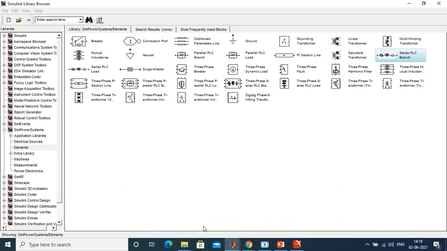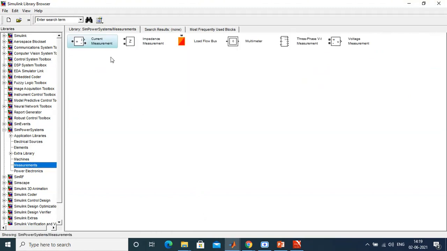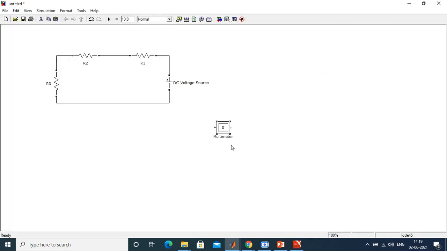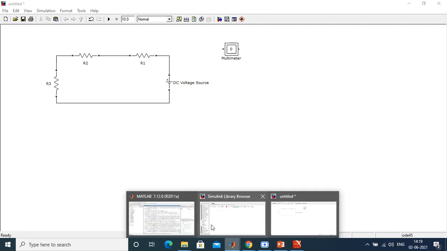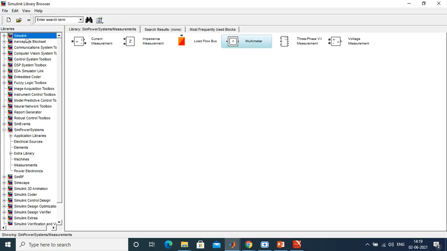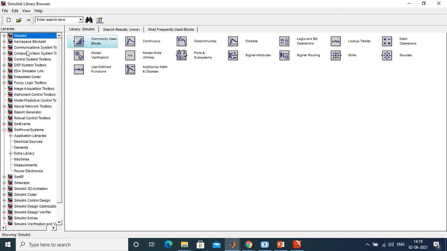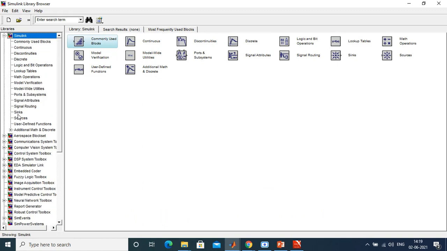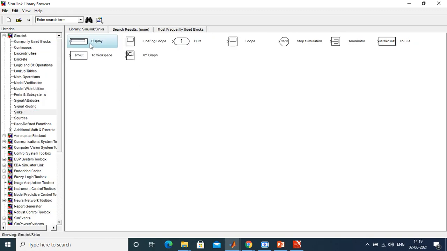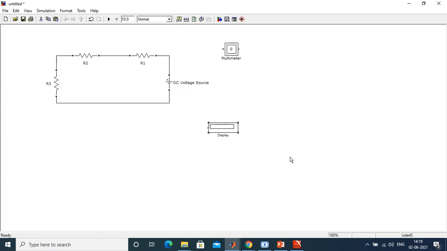Where is the multimeter? Go to the Simulink measurement library, click the multimeter, right click on it, add to untitled, keep it here. I need to display that value. So I go to the library, Simulink, under Sinks, display, right click on it, go to untitled, add to untitled, okay.